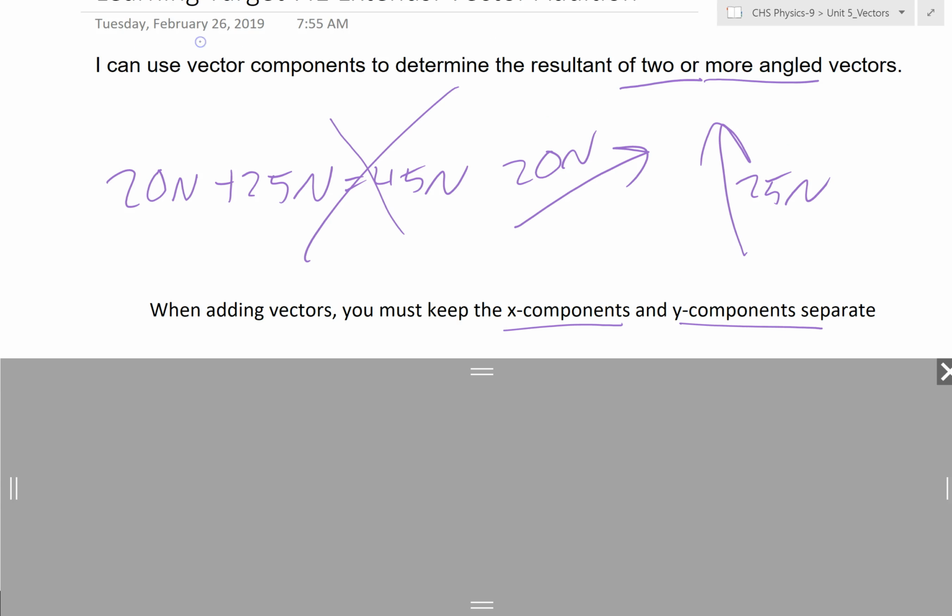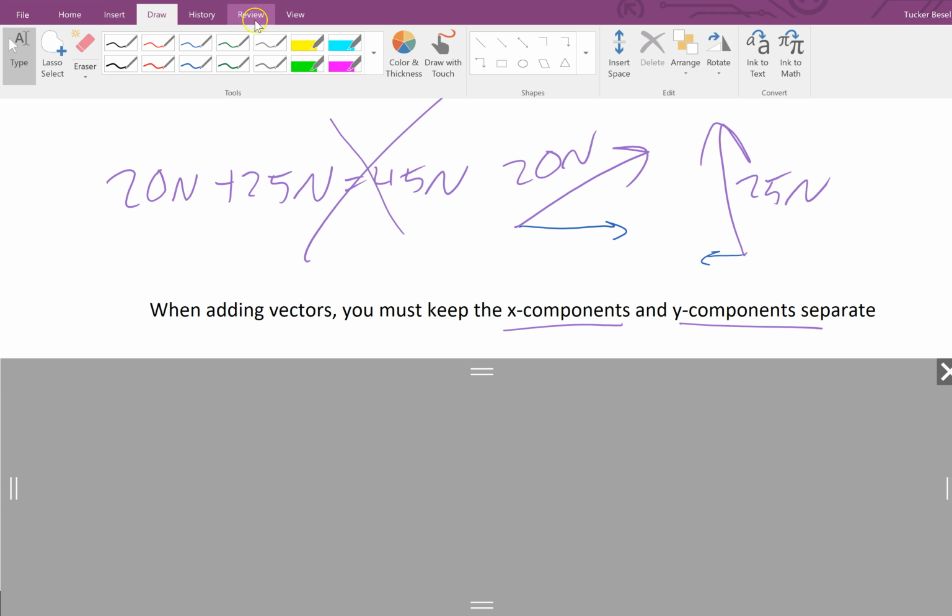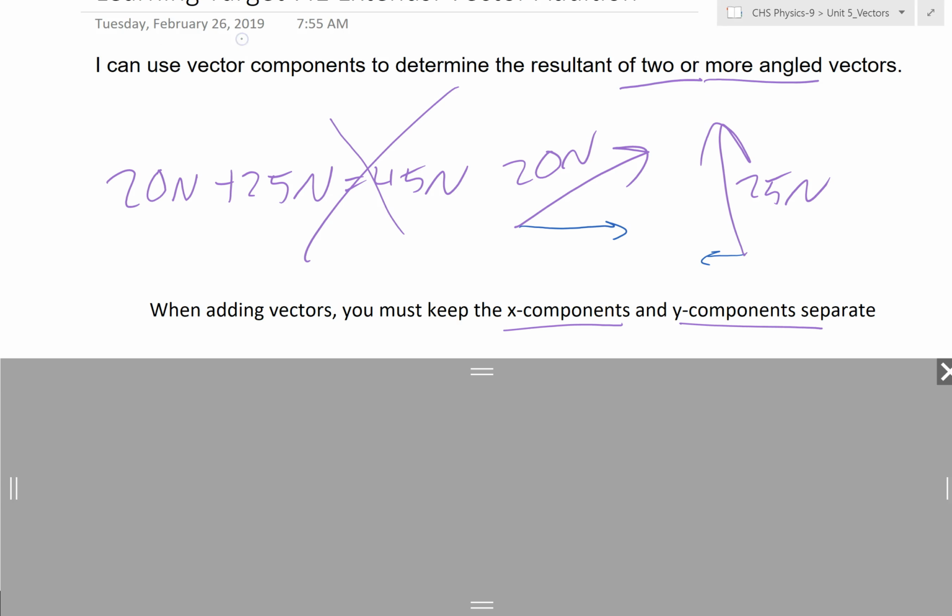Instead, you have to think about it as the x direction, these two can only go together, and then the y direction. So if I use a different color for that, these can go together and these can go together, but the 20 plus 25 just doesn't work out like that because you have some that's in the x direction and some that's in the y direction. You have to instead break it up.